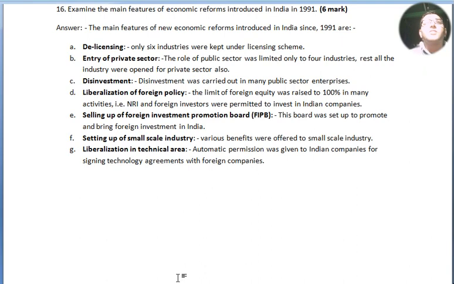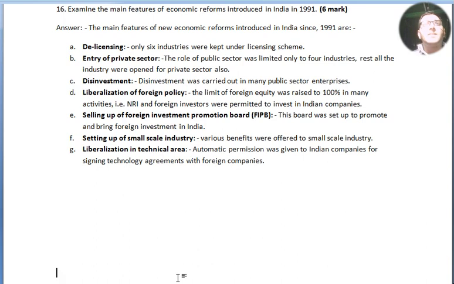The main features of new economic reforms introduced in India since 1991 are: Number A, delicensing. Only 6 industries were kept under licensing scheme. Point number B, entry of private sector. The role of public sector was limited only to 4 industries. Rest all the industries were opened for private sector also. Point number C, disinvestment. Disinvestment was carried out in many public sector enterprises.